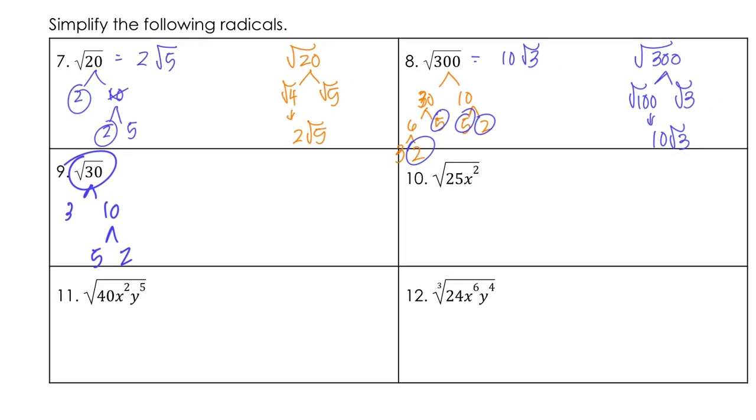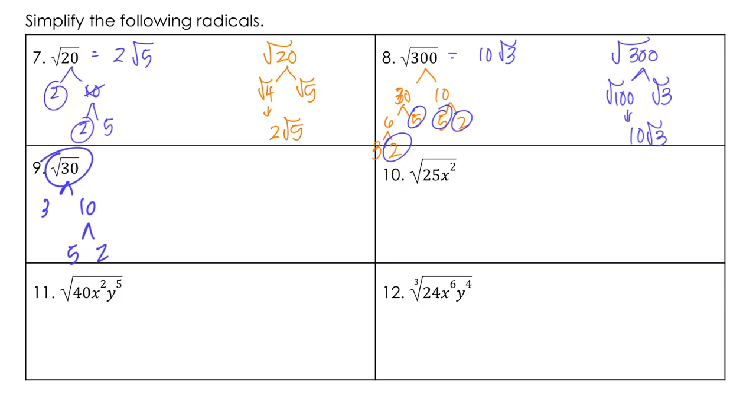What about number 10? Is 25 a perfect square? Yes. What is its square root? 5. And then is x squared a perfect square? What is its square root? X. So 5x. Please don't miss that problem.